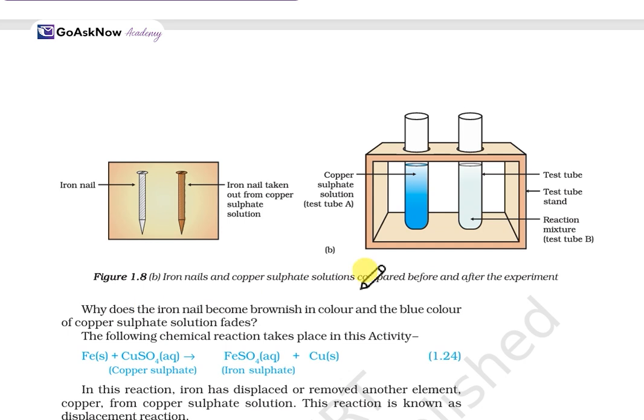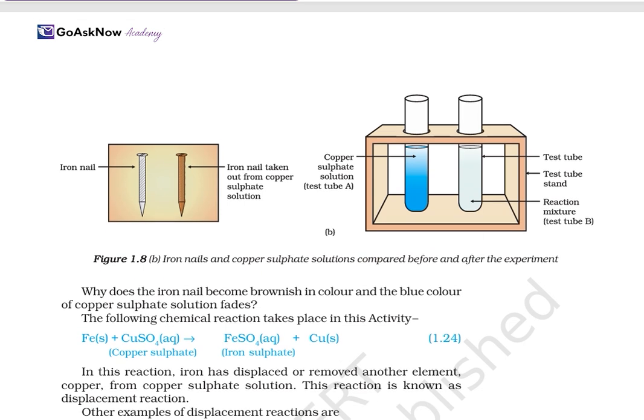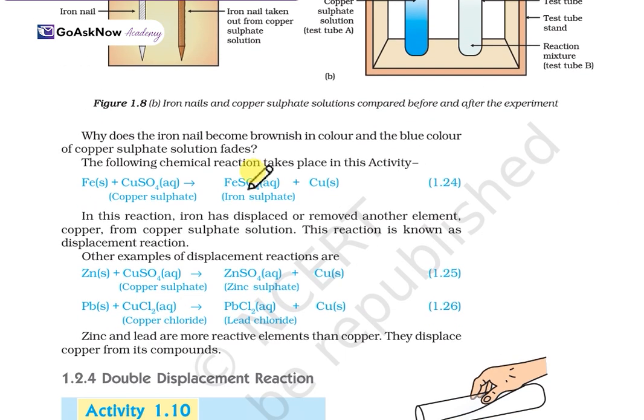Now, why does the iron nail become brownish and the blue color of the copper sulfate solution fade? The following chemical reaction is taking place: copper sulfate CuSO4 plus iron Fe gives FeSO4, which is iron sulfate, and Cu in the solid state. In this reaction, iron has displaced, or removed, another element, copper, from the copper sulfate solution. So this reaction is known as a displacement reaction.